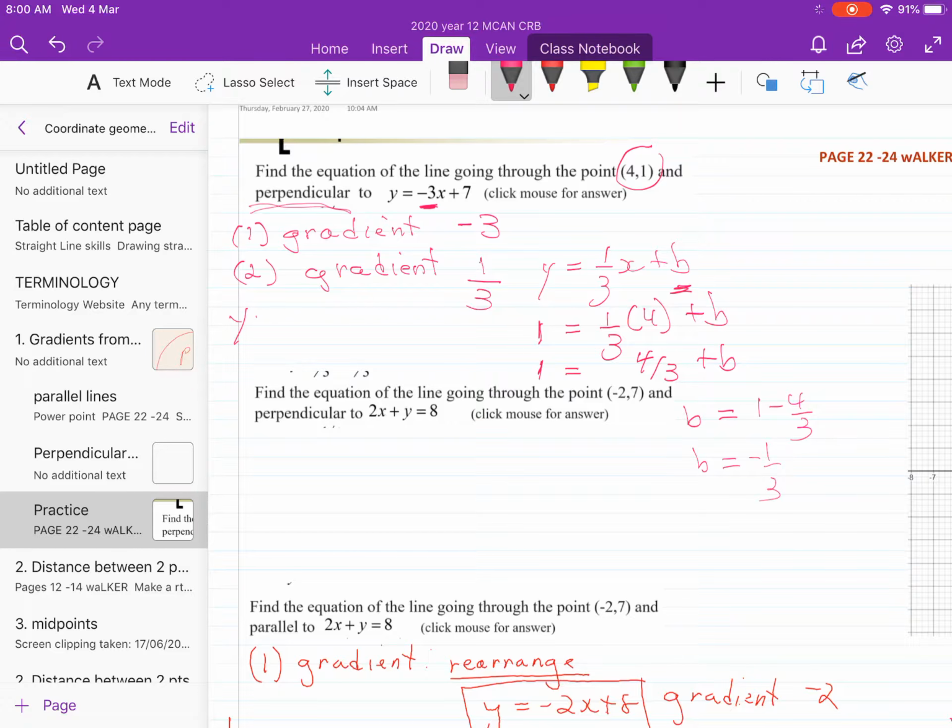So now I have the equation. y is equal to 1/3 x, because that's the opposite flip of that, and I've got my b, minus 1/3. Now, I can test that if I want to. I can go into Desmos, or my graphing calculator, and I can graph this equation and this equation, and I'll see that they are, in fact, perpendicular. If you don't believe me, we can do that.